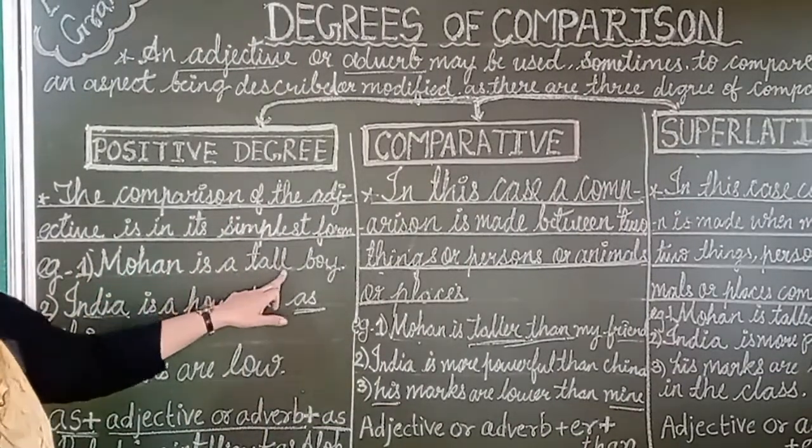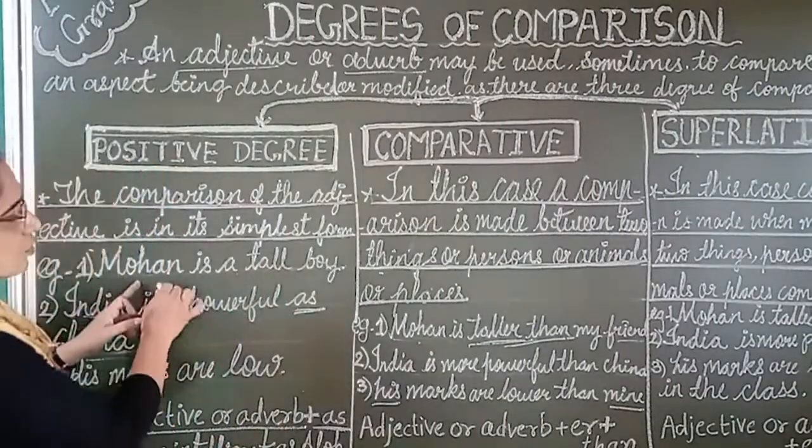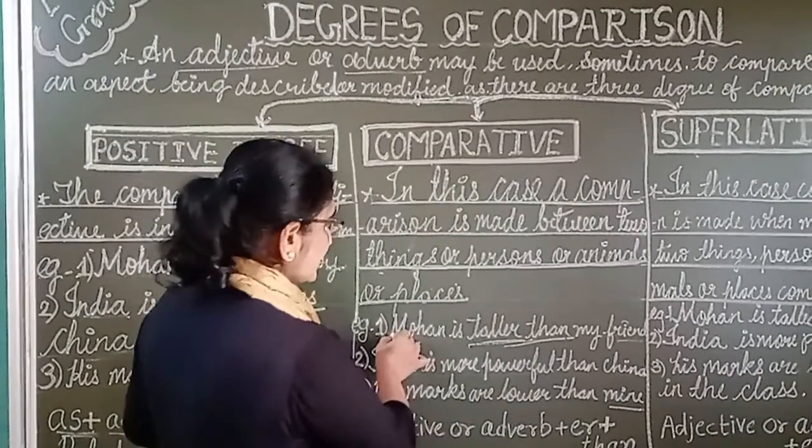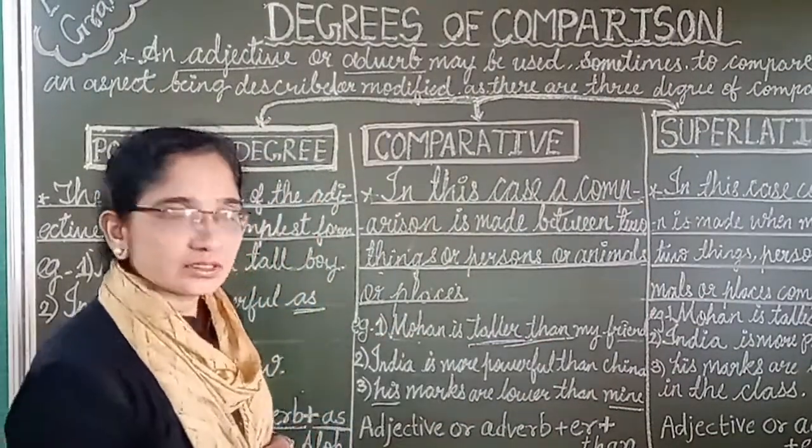Mohan is a tall boy, just a simple sentence. Otherwise we can use Mohan is as tall as my friend. That is also we can use. Then we can change that Mohan is taller than my friend.